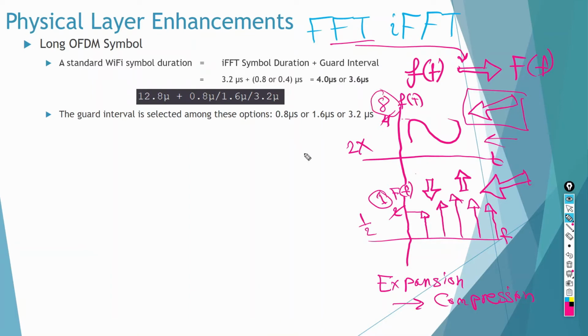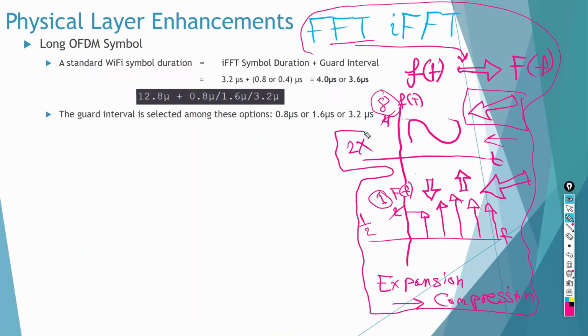So the key takeaway from what I have explained here is that if I do a change in time domain, then there will be another effect that we can see in the frequency domain for the same function.